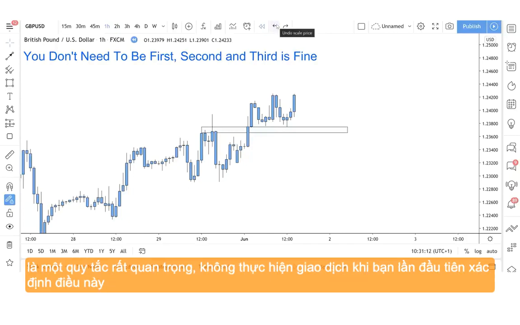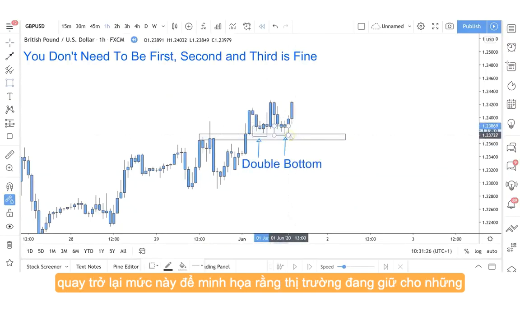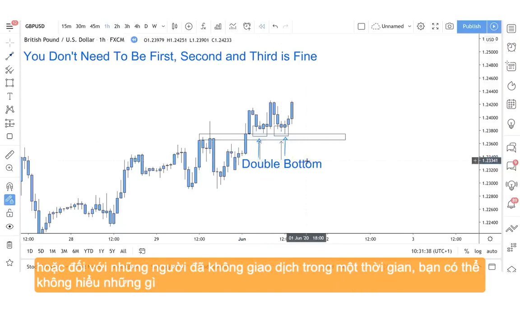Well, this is a very important rule. Do not take a trade when you first identify this pattern. You want the market to create a level, and then you want the market to come back to this level to illustrate that the market is holding. So for those that have been trading for a while, you might see this as a double bottom, or for those that have not been trading for a while, you may not understand what this is.